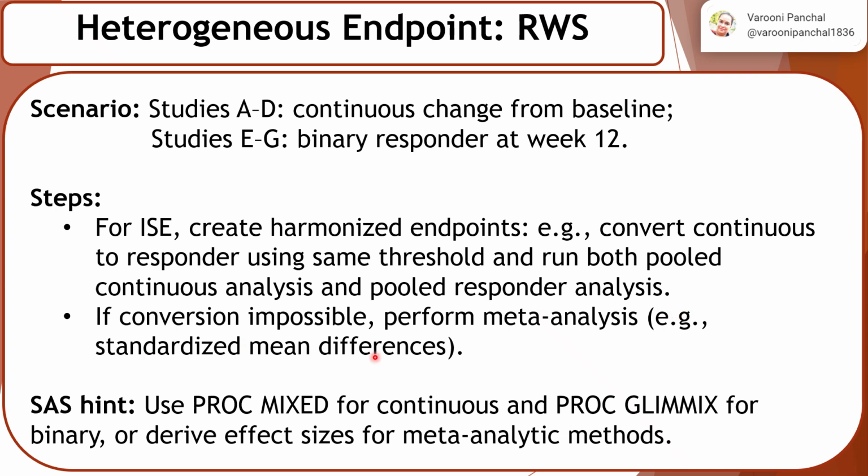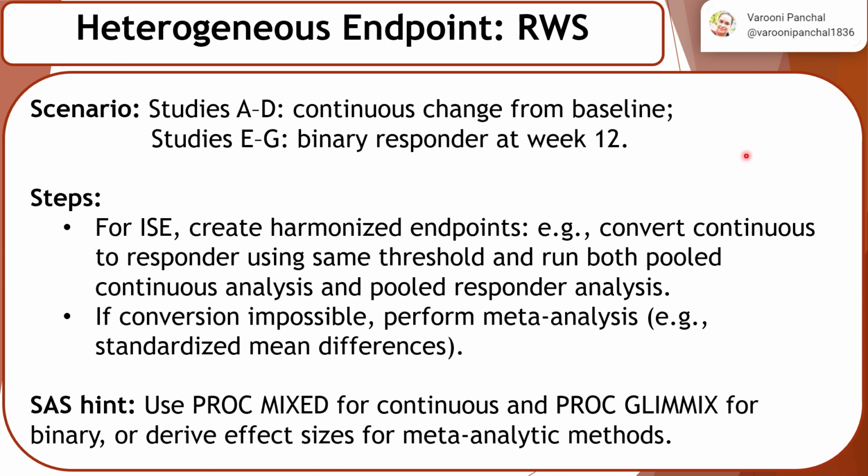If the conversion is impossible, you can perform meta-analysis, for example, standardized mean differences. I will create another video on what is meta-analysis and how to perform it separately. But for the time being, for this video, I will focus on this specific point. Now in SAS hints, you can use PROC MIXED for continuous, as you know, you have the numeric variables, whereas you can use PROC GLIMMIX for binary, whether it's 0 and 1, responder, not responder, character variables. In those situations you can use this specific procedure, or derive effect sizes from meta analytic methods.